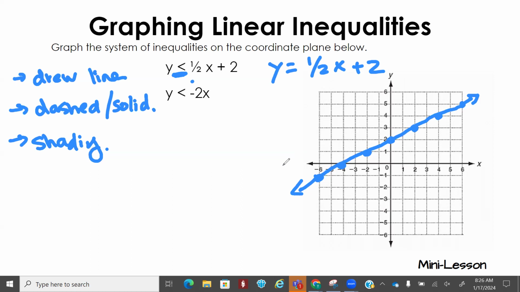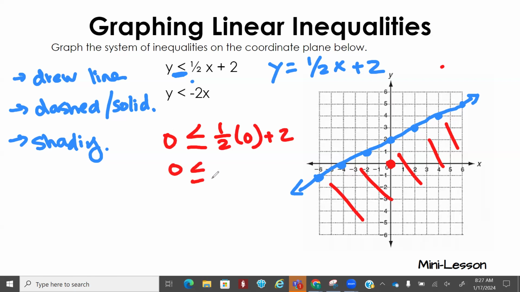What I do is you can do this one of two ways. You can either memorize which direction it should shade, or you can use a point, plug it in, and see which one's true. For instance, since it is less than or equal to, we're going to shade downwards, so below the line. The way I memorize this is I pick the point 0, 0 because it's below. And I go, let me plug this in and see if it actually is a true statement. Is this a true statement? Yes, then I shade that way.